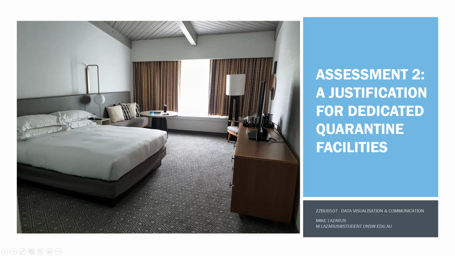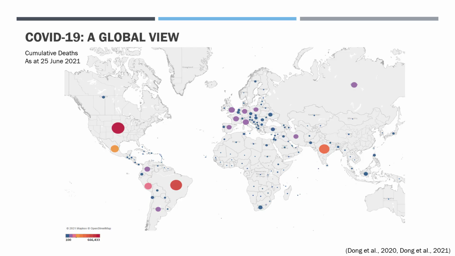With the regular focus on the global spread of coronavirus over the past 18 months, this presentation is going to address some of the issues with hotel quarantine in Australia. With nearly 4 million dead, the coronavirus has spread to nearly all parts of the world.